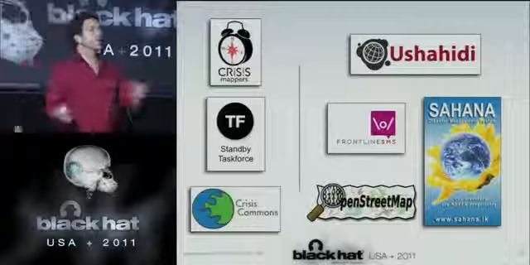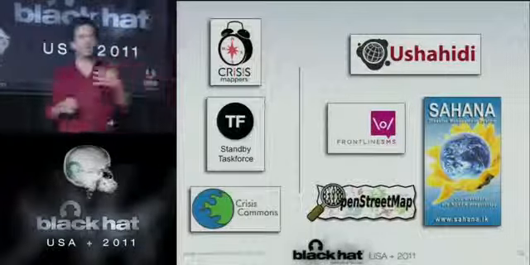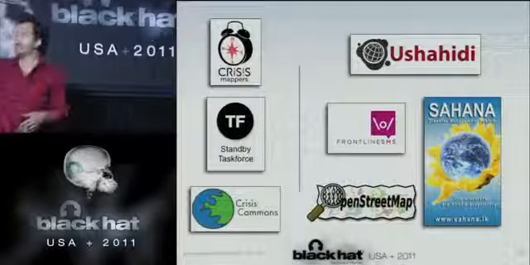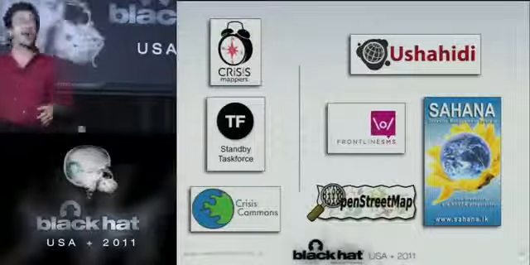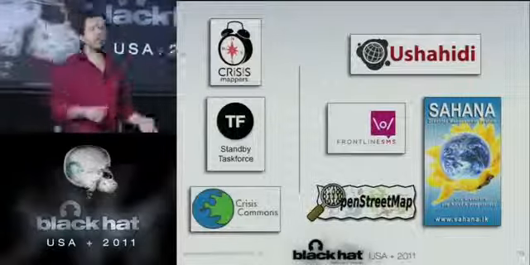Crisis Commons is a group with a large pool of volunteers. They tend to focus more on the hackathons, get people together for a weekend, try to work on something, kick out some new features. And then the open source projects, Ushahidi, the one we've been talking about. Sahana is a kind of Swiss Army knife for disaster response organizations.